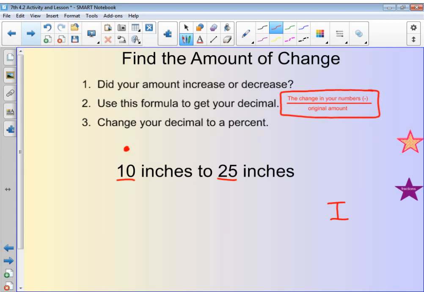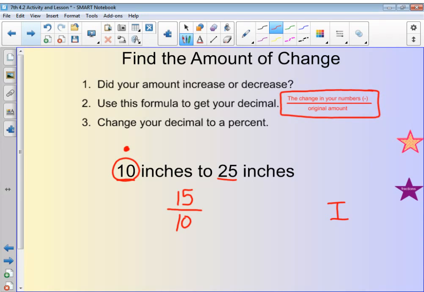So I just simplified that by saying, find the change in your numbers, so that we didn't have to think between the situations. Here, if I subtract between the numbers, we're always going to take the biggest minus the smallest. So 25 minus 10 would leave me with 15. That's my change. It changed 15 inches, or we got 15 more inches. Then you're always going to divide by your original amount. So the day before, I had 10 inches. That's originally what I had.